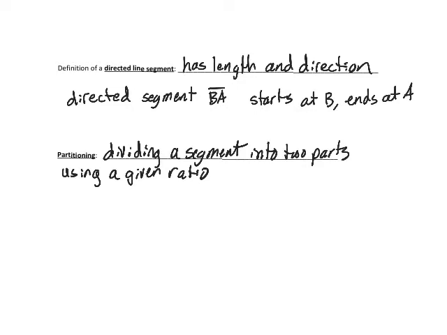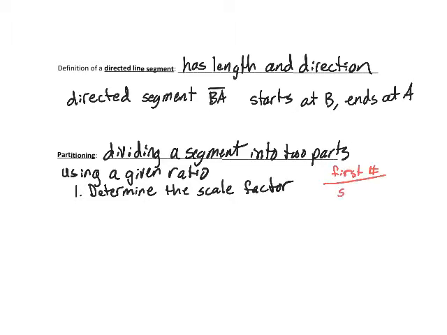The first step is to determine the scale factor. And you do that from the ratio that you're given. So in all these problems, you're going to be given a ratio. And the scale factor is going to be the first number that you're given, over the sum of the two numbers. So for example, if the ratio is 2 to 3, that means you're dividing up the line, 2 parts on one side, 3 parts on the other, so you have a total of 5 parts. So your scale factor is the first number over the sum: 2 over 5, not 2 over 3.